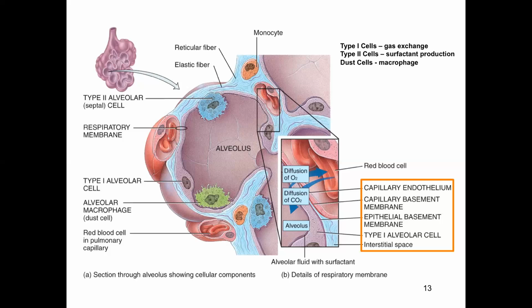Now, hopefully that makes some sense to you as to why we have them, because if we don't, we get sick, and I'll talk about that shortly. Dust cells, those are macrophage. We have macrophage that live in our alveoli, and they're called dust cells, and their job is to clean up stuff that we inhale, right?